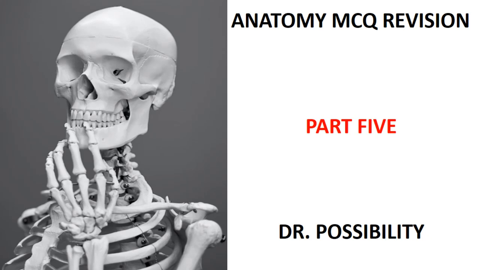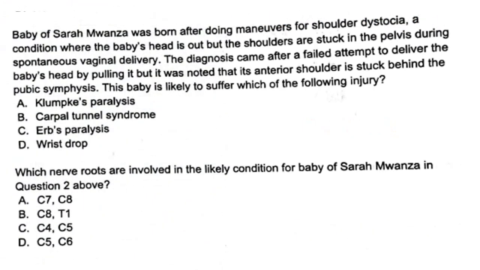Let's quickly look at some examples. The first question: the baby of Sarah Mwanza was born after maneuvers for shoulder dystocia, a condition where the baby's head is out but the shoulders are stuck in the pelvis during spontaneous vaginal delivery. The diagnosis came after a failed attempt to deliver the baby's head by pulling it, but it was noted that its anterior shoulder is stuck behind the pubic symphysis. This baby is likely to suffer which of the following injuries?